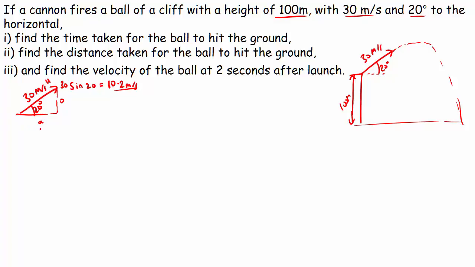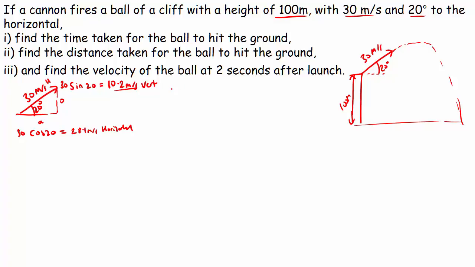Okay, so this is actually what I'm going to use to calculate the time, but since I'm here I may as well calculate the value for the adjacent or the horizontal component of velocity. So I'll be using cos 20 equals adjacent over hypotenuse, and the same again, bring the 30 up, 30 cos 20 will get me 28.1 meters per second. So this is vertical, this is horizontal.